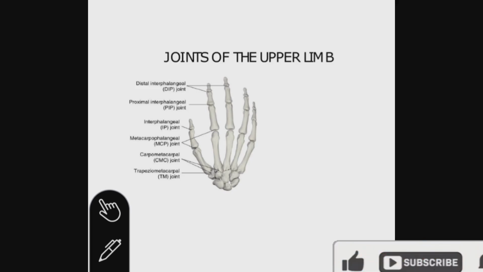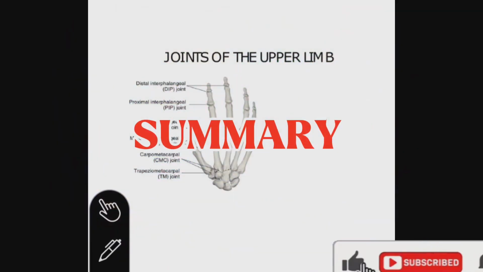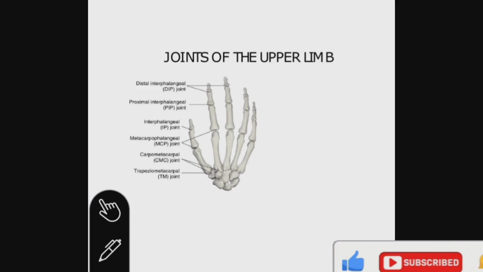Again, we go over what we have said as a way of summarizing. We started by saying that the joints of the upper limb include the acromioclavicular joint, then the sternoclavicular joint, then the shoulder joint, then the elbow joint, the radioulnar joint, the wrist joint, and the hand joint. And so that's it for the joints of the upper limb.